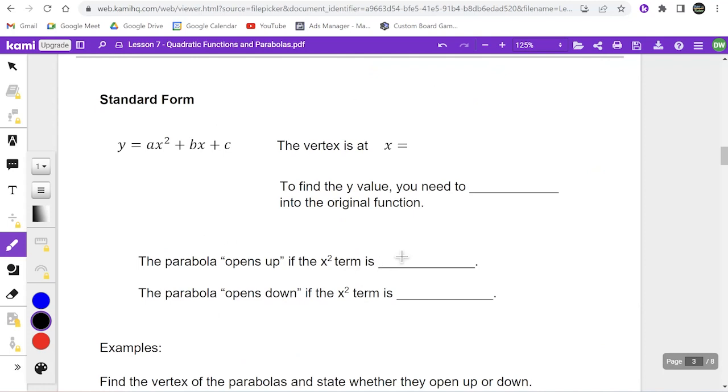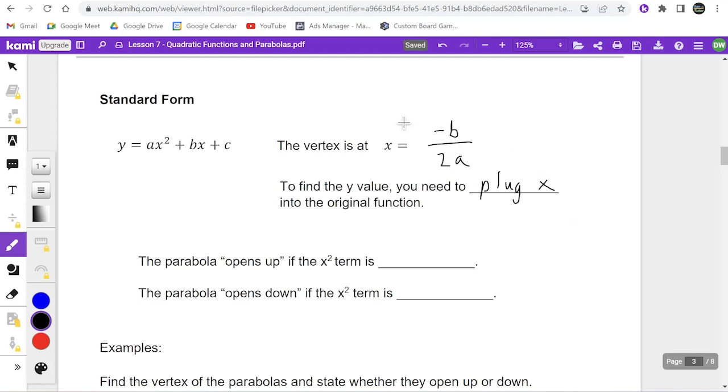So for standard form, first we have to talk about how to find the vertex. Notice the form, by the way. It's ax squared plus bx plus c. If you want to find the vertex, the x coordinate of the vertex is going to be at negative b over 2a. C does not even show up in this equation. Okay? Now if you want to find the y value, you need to plug x into the original function.